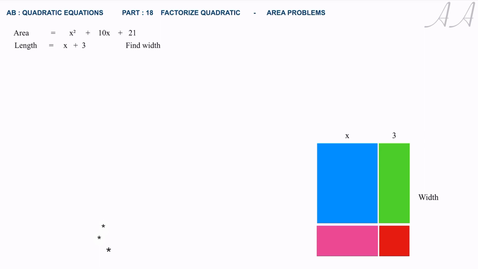So we can see here that we have the area given to us and we have the length given to us, but we need to find the width. So first of all, we're going to try to map the area to the right formula.